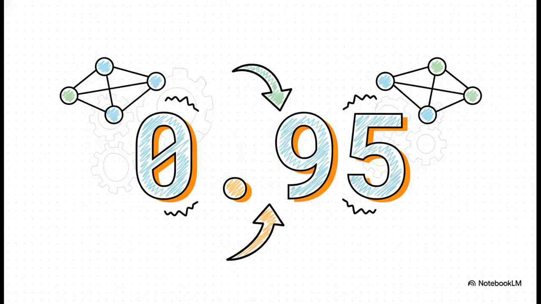A score that's really close to 1, like 0.95, tells you that, whoa, these two AI models are thinking in a very, very similar way. Their internal maps are structured alike. But a score down near 0, that means their internal worlds are totally different. It's as simple as that.